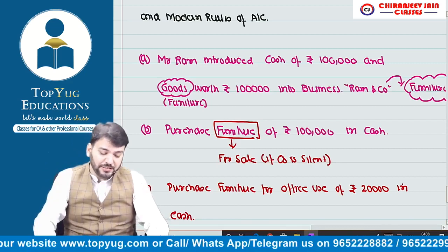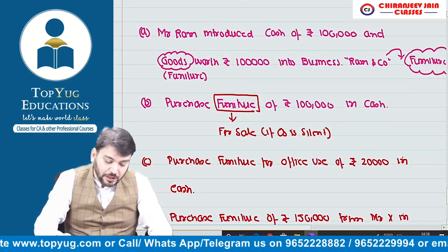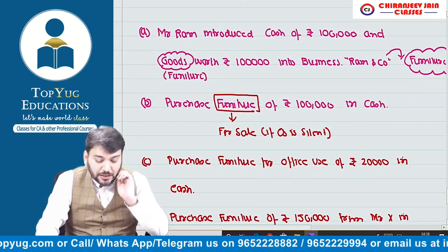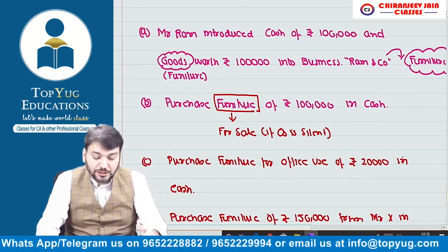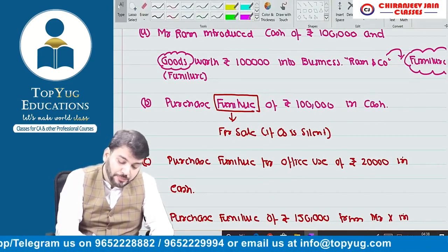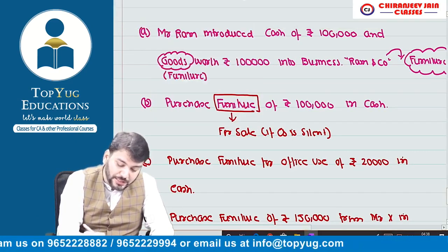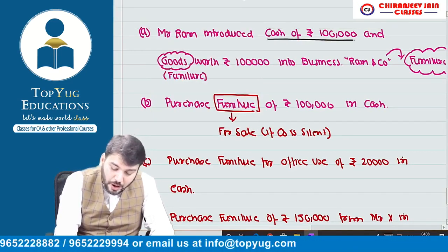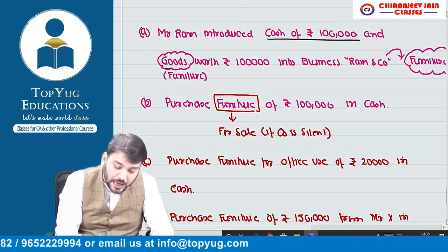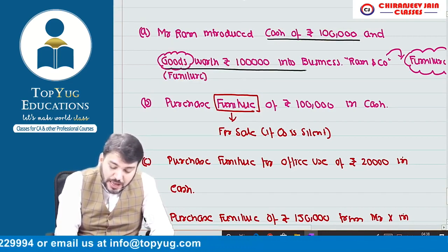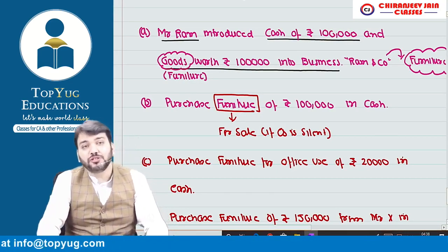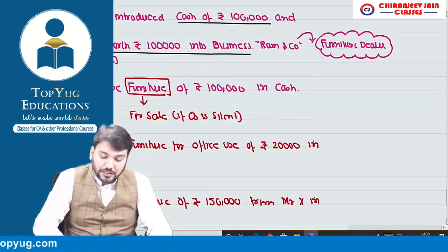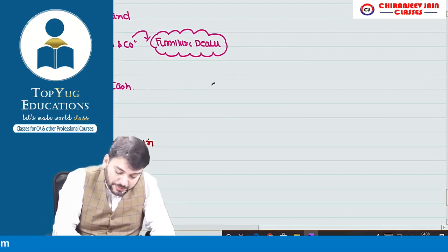Correct. Chalo. Now let us start with the journal entries. Now the first one was what? Mr. Ram introduced cash of rupees 1 lakh and goods worth rupees 1 lakh into business. Now the question arises, just try to understand, in point number A, everyone.